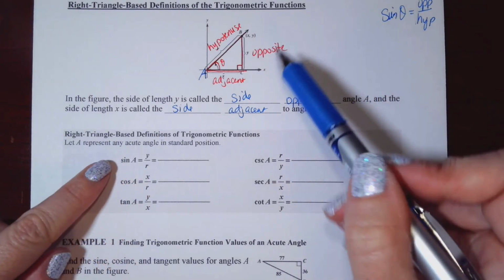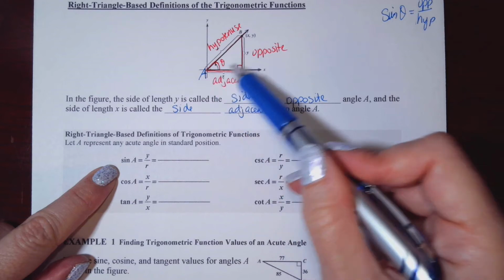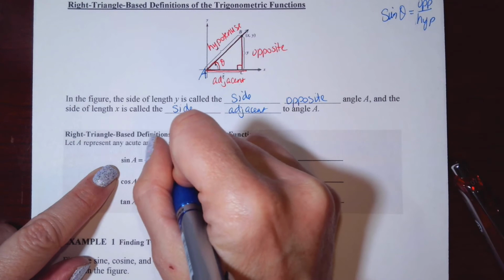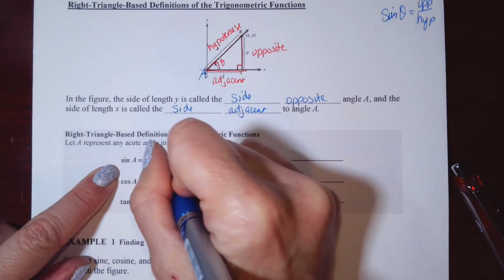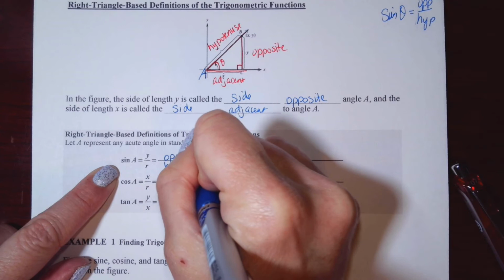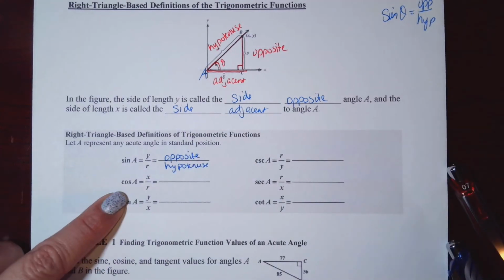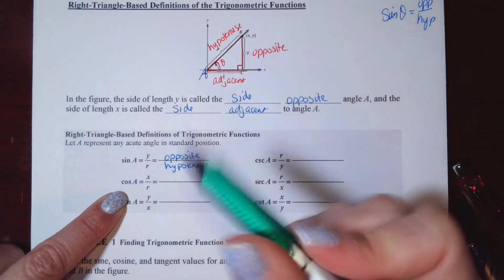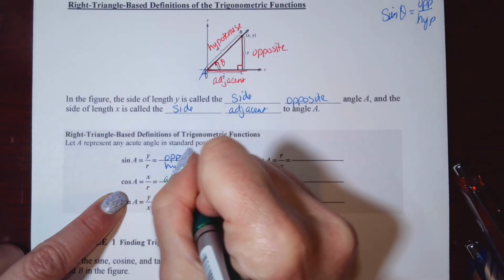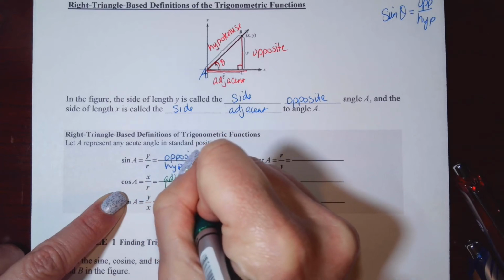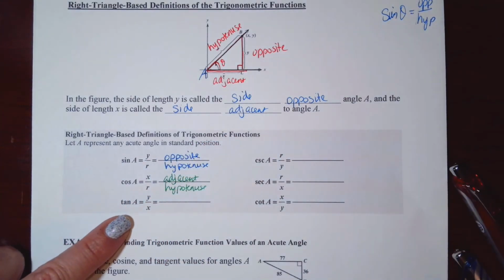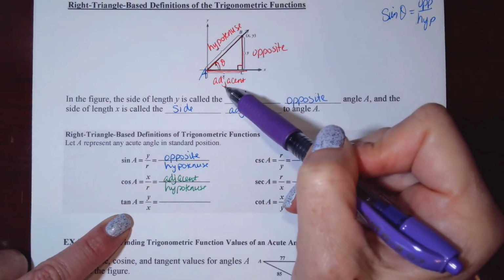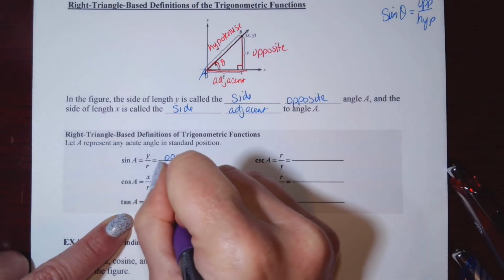So I see that sine theta, instead of being y over r, would be opposite over hypotenuse. Cosine theta, instead of x over r, would be adjacent over hypotenuse. And finally, tangent theta, instead of y over x, is going to be opposite over adjacent.